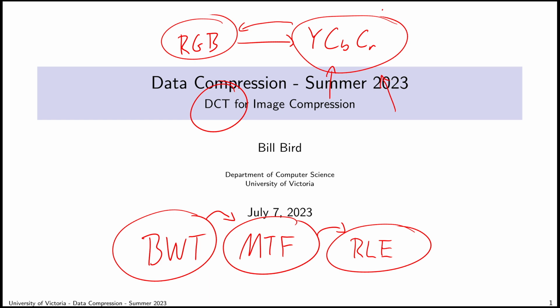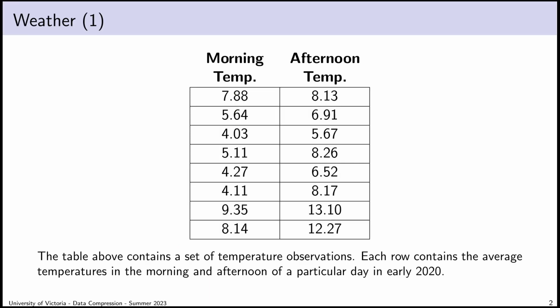In the meantime, before we get to the DCT, I have a bunch of other pieces that I want to put together. The first thing I want to do is talk about transformations in general. I'm going to talk about transformations in the context of this numerical data set, which means I'm going to be basically performing lossy transformations on this set of weather data, which is a bit counterintuitive in some ways.